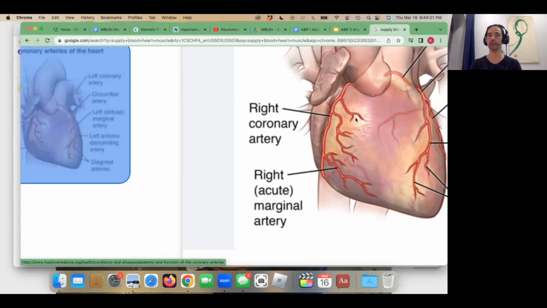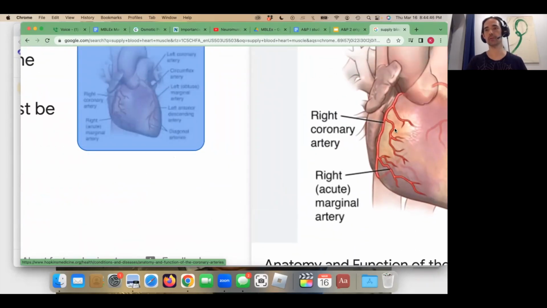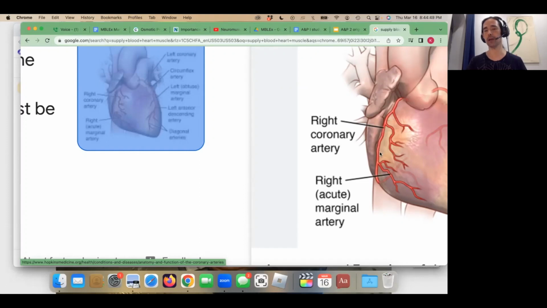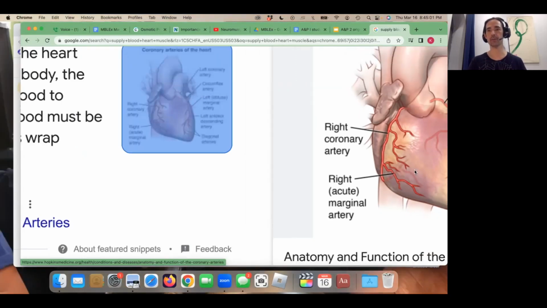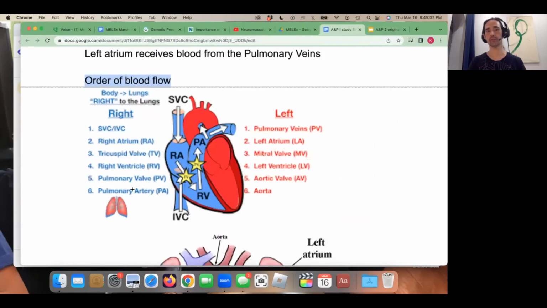Okay, so the arteries and veins that supply the heart muscle, that nourish and oxygenate the heart muscle, those you don't have to know. Coronary artery, marginal artery, descending artery, circumflex artery. You don't have to know those. These are the ones through which a lot of myocardial infarction happens, a lot of heart attack happens, because these are the ones which get blocked through things like plaque or maybe through thrombuses, and they starve the heart muscle of oxygenated blood. So you don't have to know those. It's the order of blood flow here.